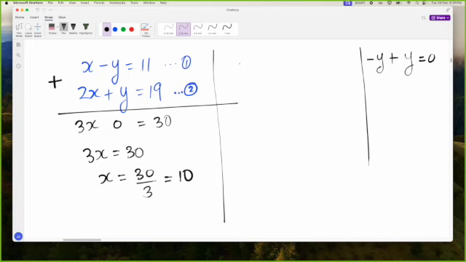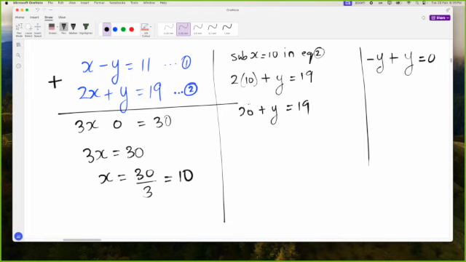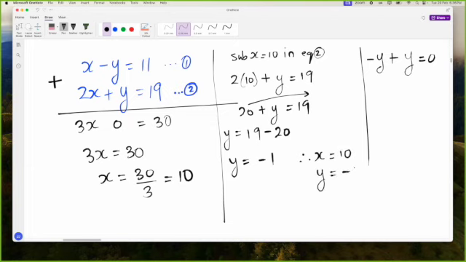And so now we just sub x is equal to 10. And let me go with equation 2 because it has a positive y. I don't want to have to deal with a negative y. I'm just lazy, you know. So that is 2x, which is 10, plus y is equal to 19. So that means that 20 plus y is equal to 19. I throw across the 20. Y is equal to 19 minus 20. Y is equal to negative 1. Therefore, when x is 10, y is negative 1.